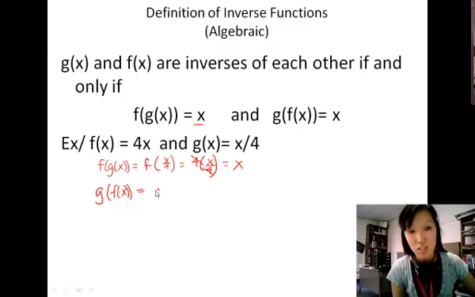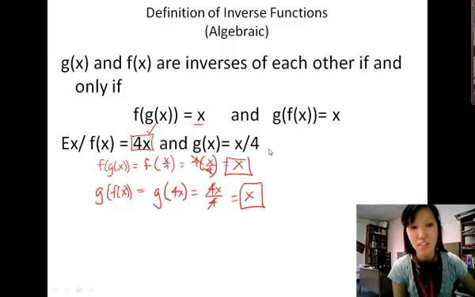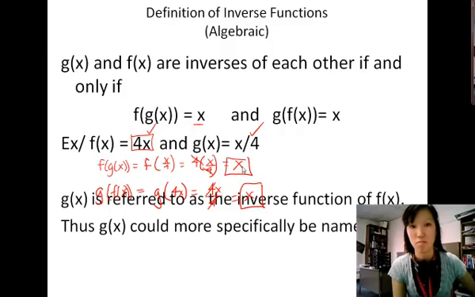Alright, same thing goes the other direction. We need to be able to do both. So now we're going to be taking our f of x, whatever that was, and plugging that in as an input to our g of x function. So we get our x. Okay, so by definition, these are inverses of each other, and we kind of already knew that because division and multiplication are inverses.